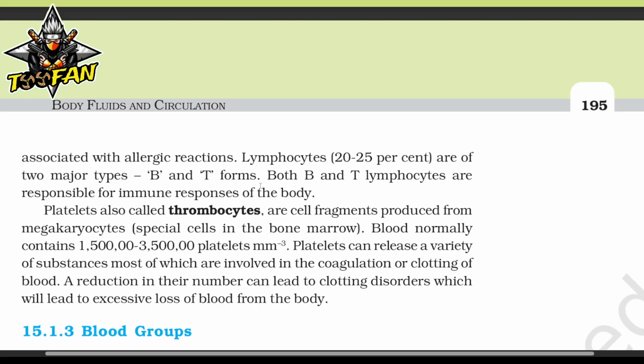Platelets, also called thrombocytes, are cell fragments produced from megakaryocytes, special cells in the bone marrow. Blood normally contains 1.5 lakh to 3,50,000 platelets per mm³. Platelets can release a variety of substances, most of which are involved in the coagulation or clotting of the blood. A reduction in their number can lead to clotting disorder, which will lead to excessive loss of blood from the body.